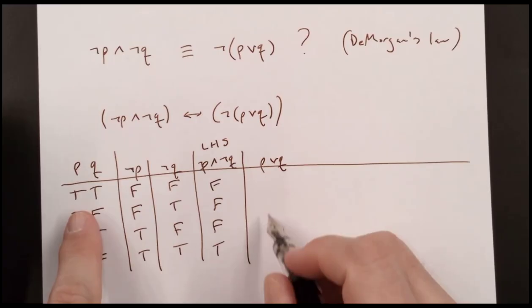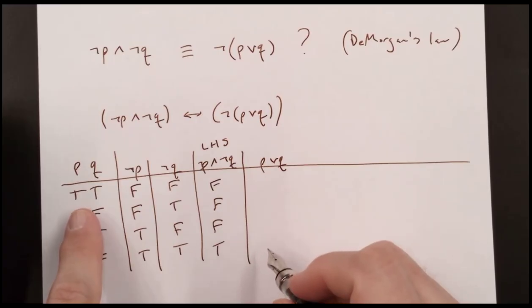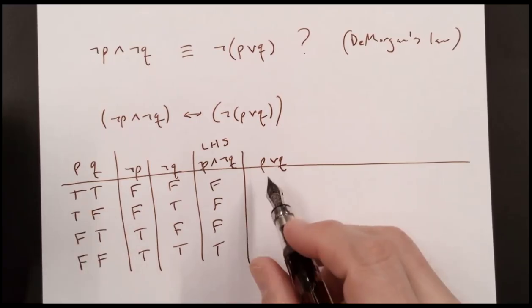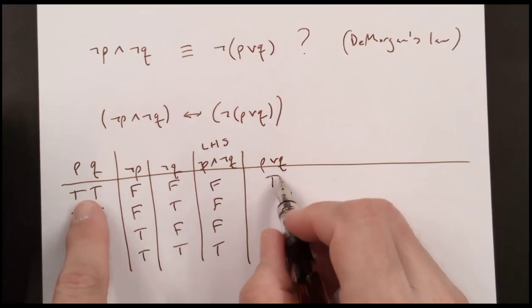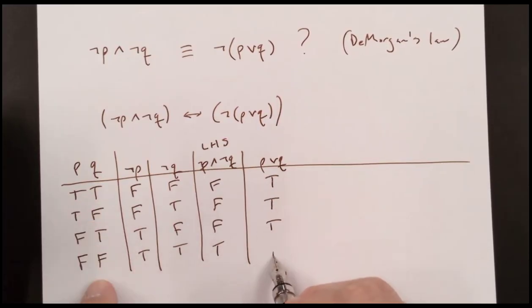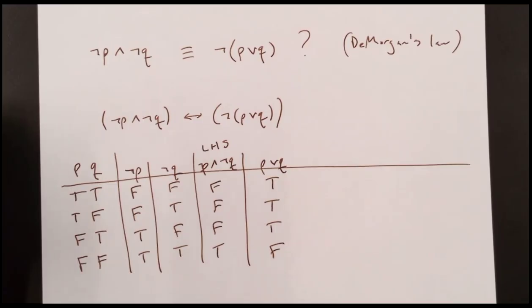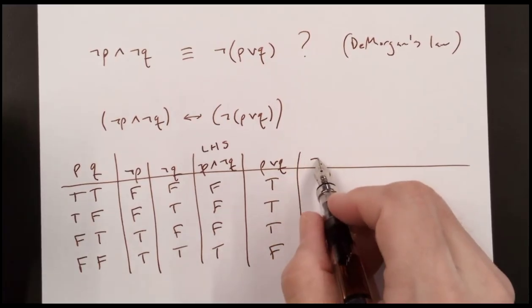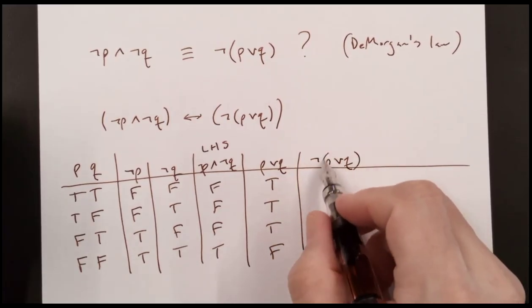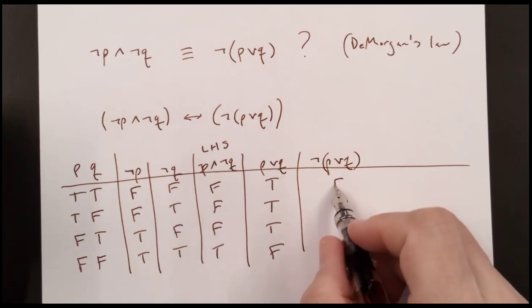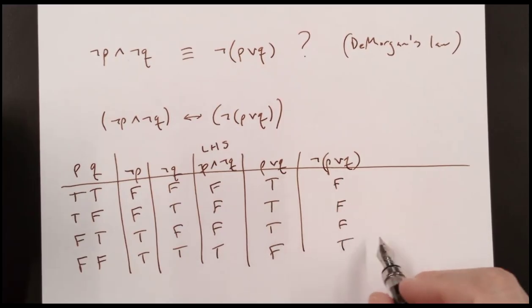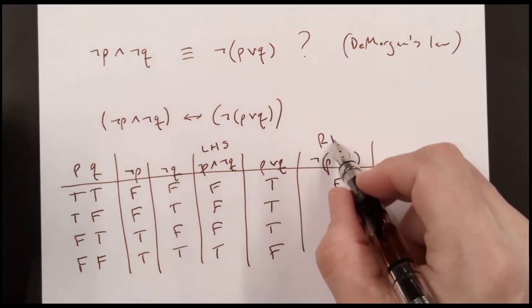So P or Q. What do I get here? True, true, true, false. Because that's our inclusive OR. Now I need the negation of that. False, false, false, true. This is the right-hand side.